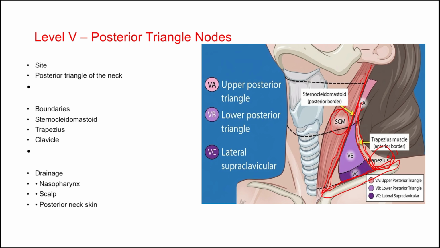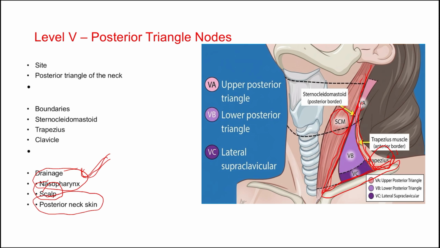So this group of lymph nodes is also known as posterior triangle lymph nodes or level 5 lymph nodes. This triangle is bounded anteriorly by the sternocleidomastoid muscle. These lymph nodes are frequently involved in nasopharyngeal carcinoma. So these level 5 nodes drain the nasopharynx, scalp, and posterior neck skin.